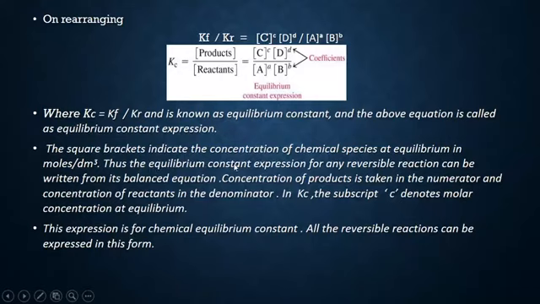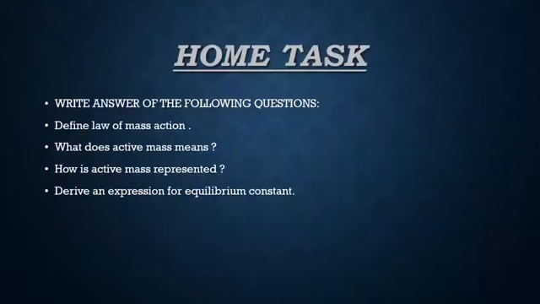Thus, the equilibrium constant expression for any reversible reaction can be written from its balanced chemical equation. Concentration of products is taken in the numerator and concentration of reactants in the denominator. In Kc, the subscript C denotes molar concentration at equilibrium. This expression is for the chemical equilibrium constant. All the reversible reactions can be expressed in this form. Okay, this is all about the law of mass action and the derivation for the equilibrium constant.